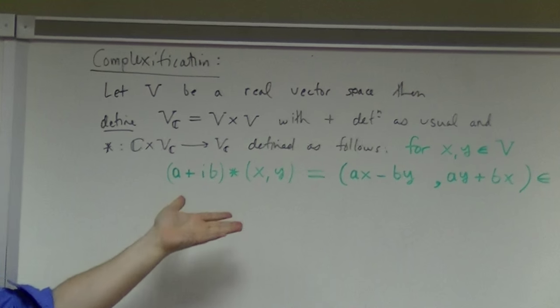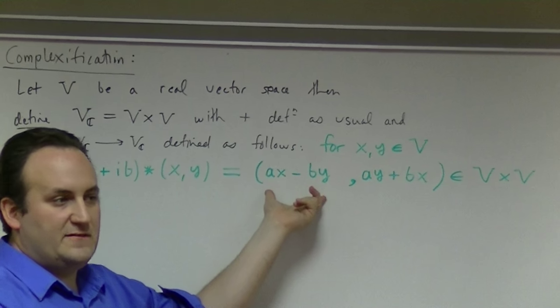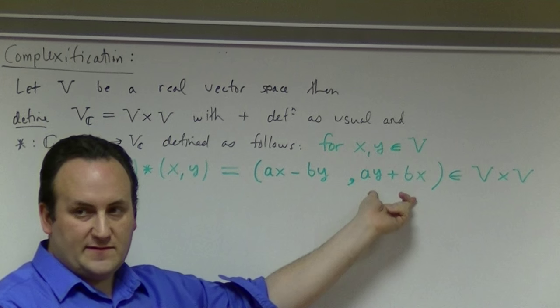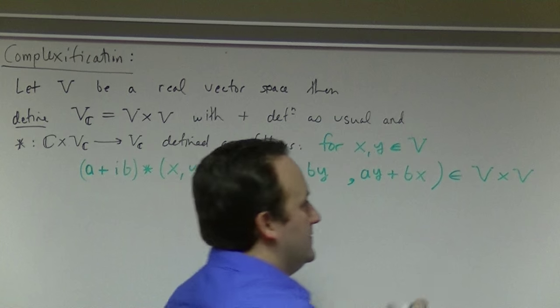Now, is that in V cross V? Well, these are real linear combinations of real vectors. So yes, they're again in V because V is a vector space. That's in V because V is a vector space. So it's definitely in the complexification, right?